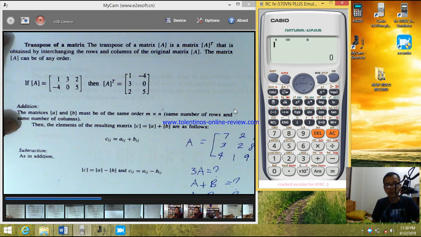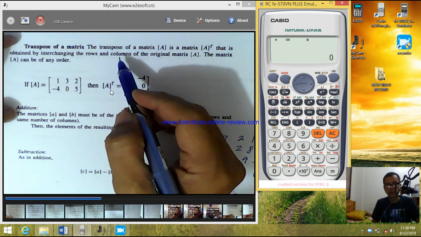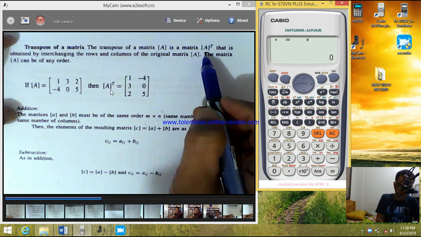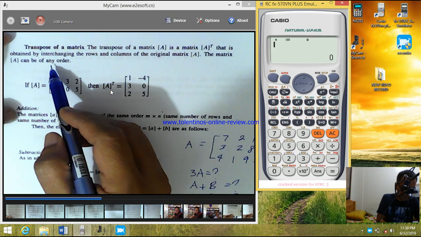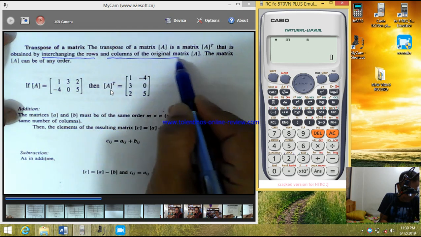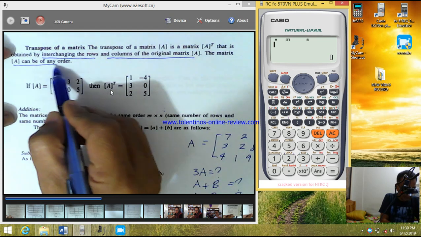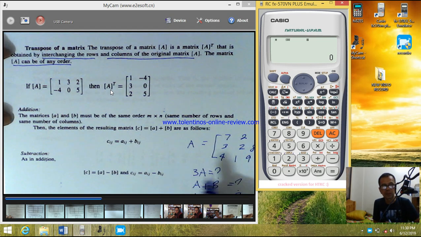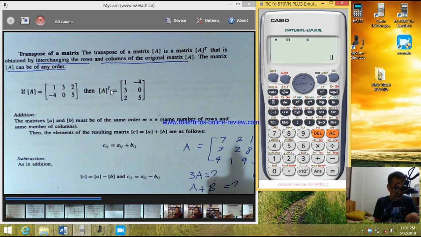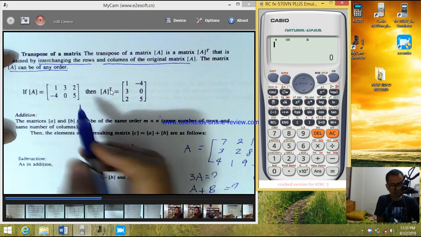Next, we define the transpose of a matrix. The transpose of a matrix A is a matrix A raised to T that is obtained by interchanging the rows and columns of the original matrix A. And the matrix A can be of any order. So it will not matter kung square siya o hindi, kung column lang siya o diagonal siya o row matrix lang siya. So for example here, A is 1, 3, 2, negative 4, 0, 5.